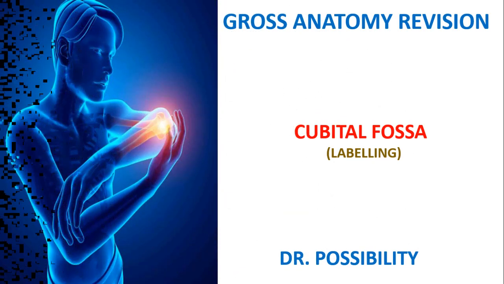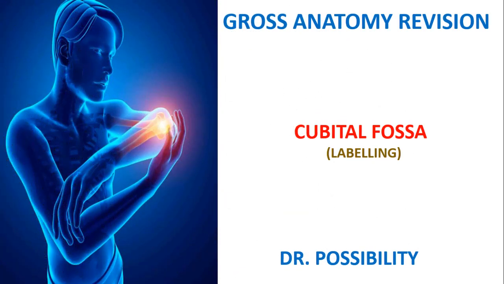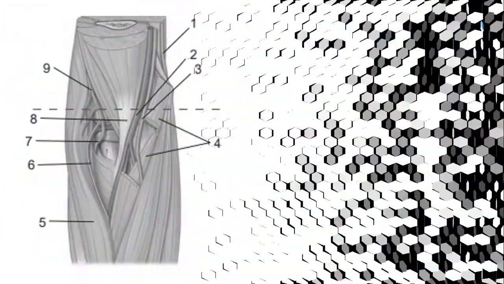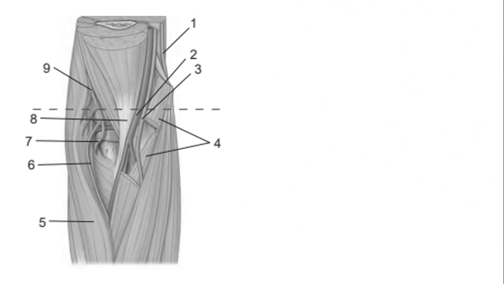In this tutorial, I'm going to help you and explain how to identify the different structures which are found in the cubital fossa. We need to understand that the cubital fossa is just a region which is normally found in the elbow joint. So we have been given this diagram and we have been asked to identify the different parts of this cubital fossa.